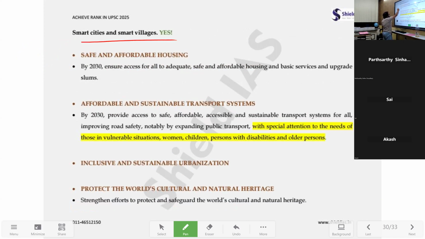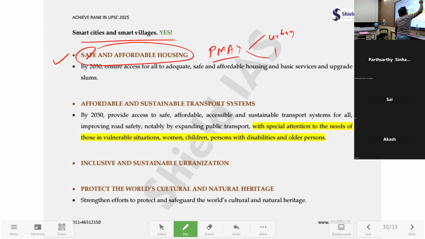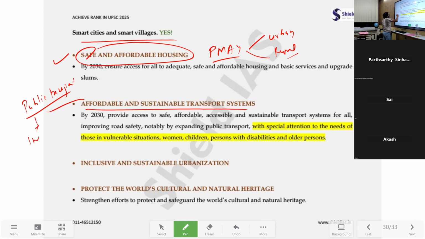So first of all, within that, what is the first requirement? Safe and affordable housing. So programs like Pradhan Mantri Awas Yojana become important. Awas Yojana can be divided into two parts: urban and rural. Affordable housing, affordable and sustainable transportation system. That's why public transport systems become important, because they become more inclusive, and also address the special needs of vulnerable sections, not situations, sections, like women, children.